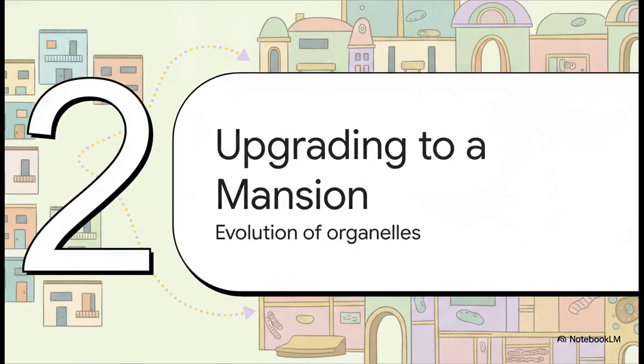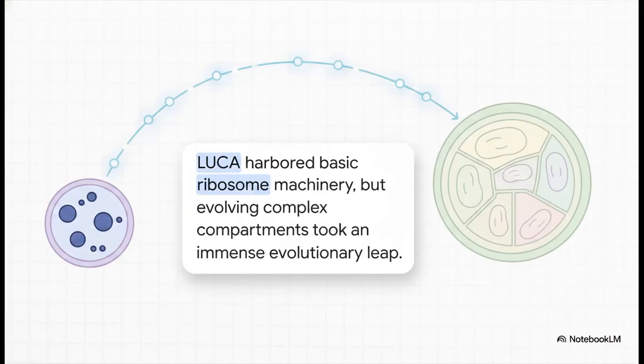All right, moving to part 2, upgrading to a mansion. How did we get these organelles? Now, it's important to remember that all modern cells share certain foundational technologies. Like the last universal common ancestor, or LUCA, already had the basic ribosome machinery needed to translate genetic code. But going from that to a complex organism took a massive evolutionary leap. Building physical walls and complex compartments required a whole new level of cellular engineering. To get true complexity, life absolutely required those specialized compartments.